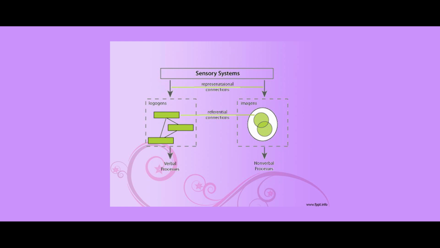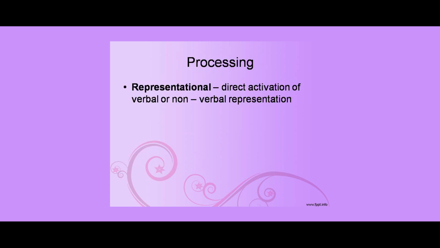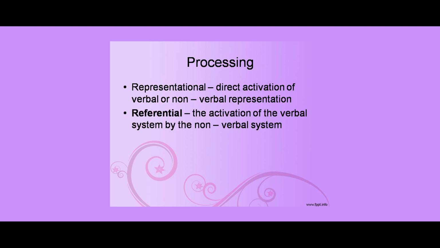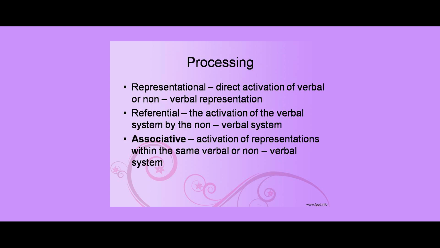From this figure, it is clear that there are two types of representational units: imagens for mental images and logogens for verbal entities. Based on this theory, there are three types of processing. First one is representational, direct activation of verbal or non-verbal representation. Second one is referential, the activation of the verbal system by the non-verbal system. Third one is associative, activation of representations within the same verbal or non-verbal system.